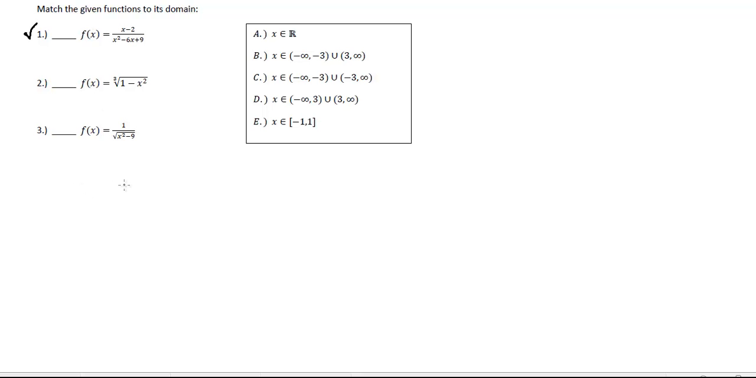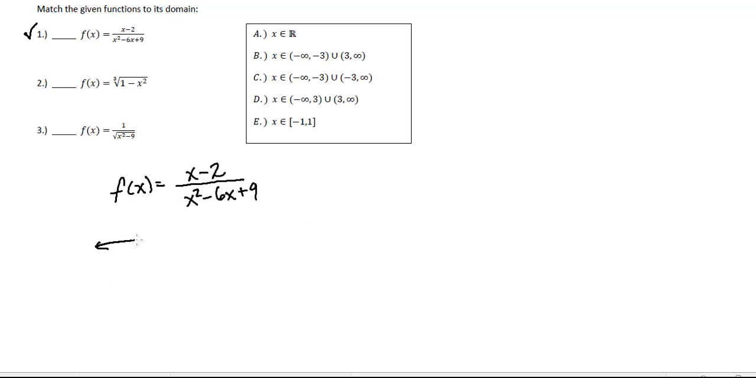So the function I have here is f of x is equal to x minus 2 over x squared minus 6x plus 9. Now, the common mistake that folks make with finding the domain of a function is they try to think of all the things it could be. The more efficient way to go about this is assume it can be everything and then pick out the things it can't be. So I always draw a little picture first.